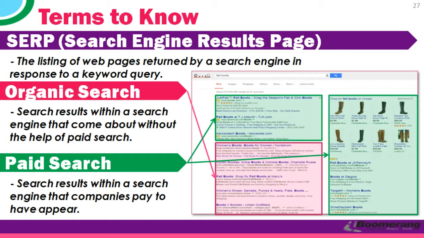Next is the SERP, or Search Engine Results Page. This is simply the page that displays after a search engine user enters a keyword. There are 2 types of search results, organic and paid. Organic are the natural results. These are the ones that you will find yourself with good search engine optimization. The other listings are paid results. These are advertisements that companies have paid for.